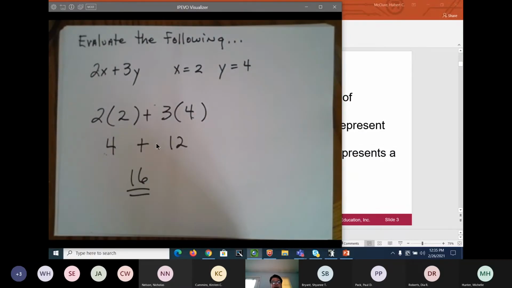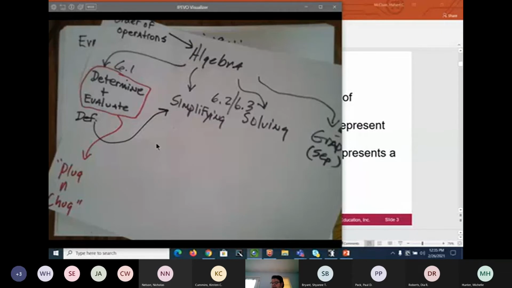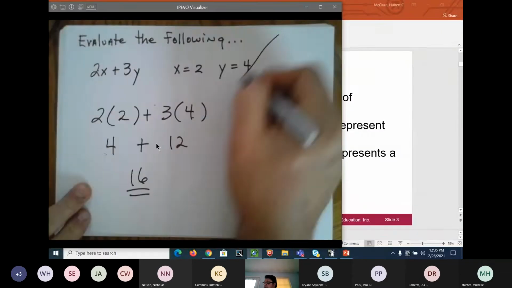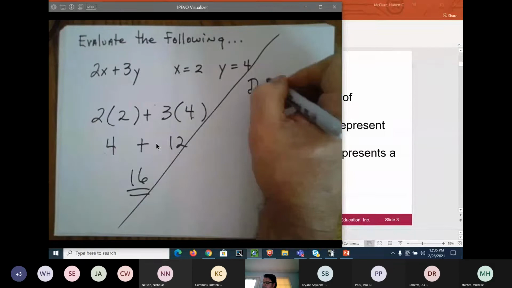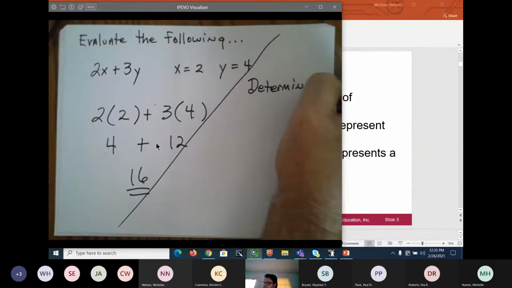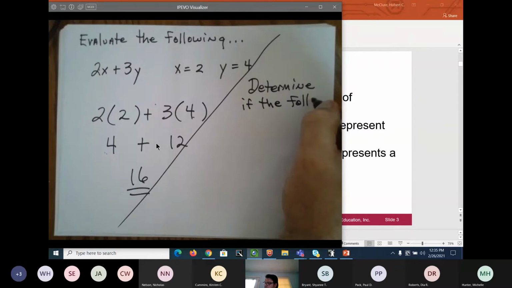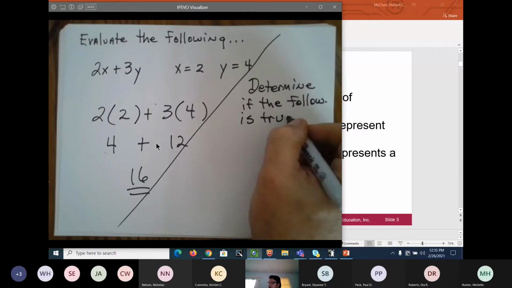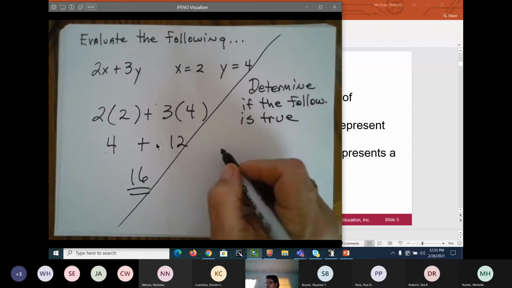And everybody in here should be like, oh yeah, I remember how to do that. So what is determine? Well, determine is the same thing, only determine says something else. It says determine if the following is true. And they'll do something like 2x plus 3y is equal to 7, and x is equal to 2, and y is equal to 1.